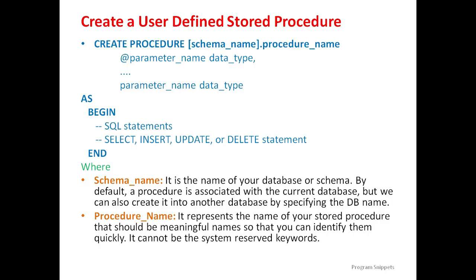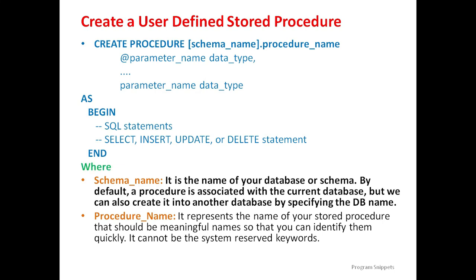The general syntax for creating a stored procedure is CREATE PROCEDURE, then the procedure name with the database schema, the parameters that you want to pass, and then it starts with BEGIN and ends with END. Inside BEGIN and END we give the SQL statements that we want to execute through the stored procedure. Here schema name is the name of the database.